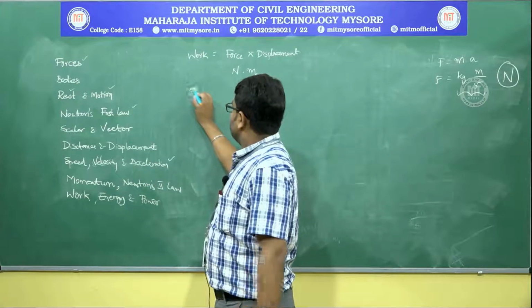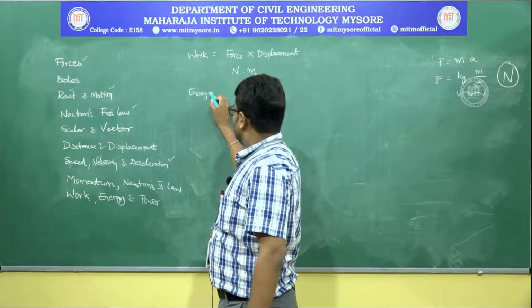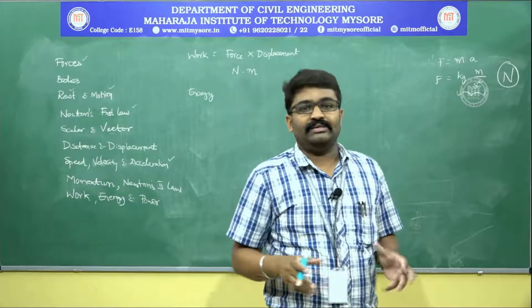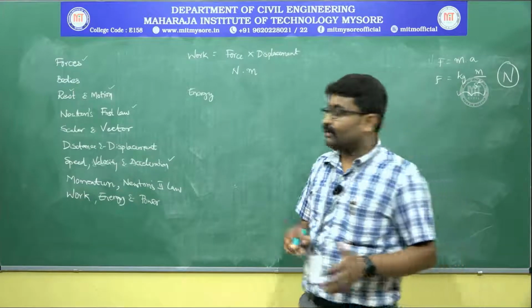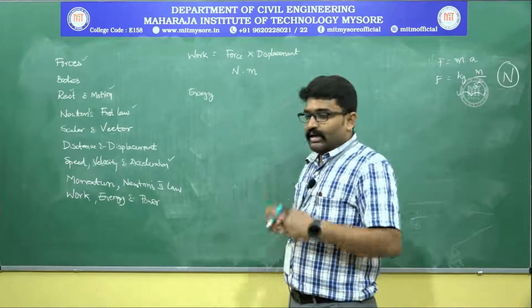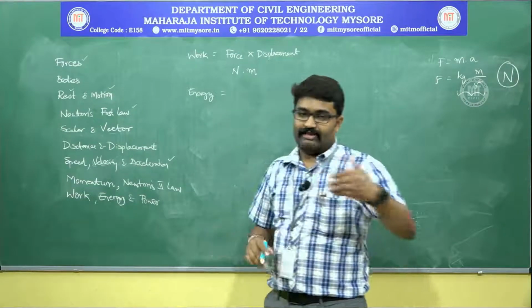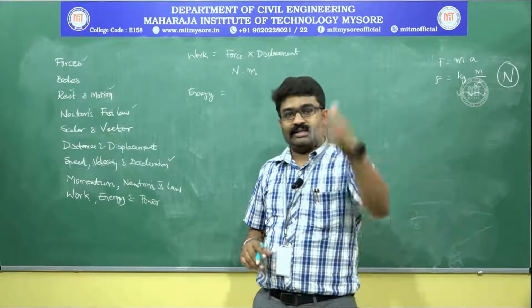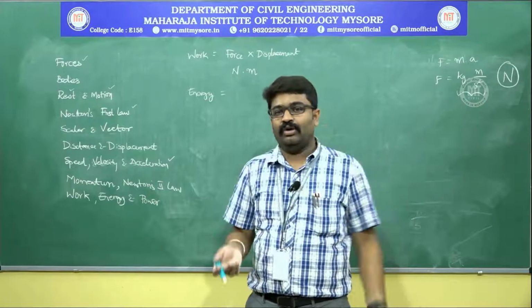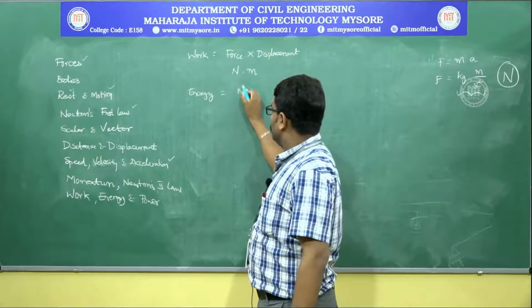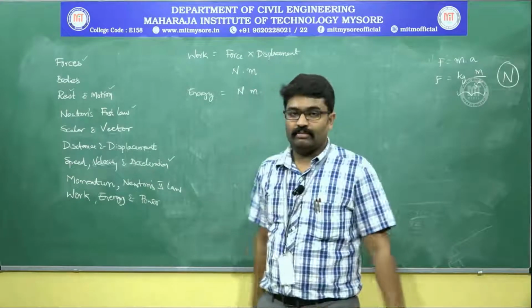And next in the line I have energy. What is energy? Energy is nothing but the capacity to do the work. That means any energy is nothing but the work. The capacity of doing it is called energy. So it has the same unit, Newton meter.